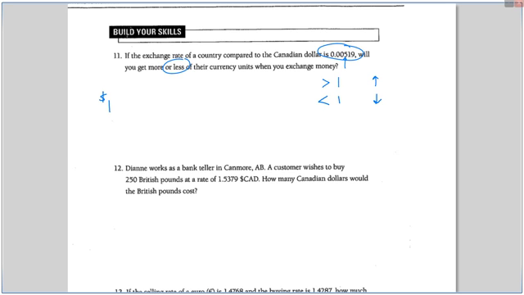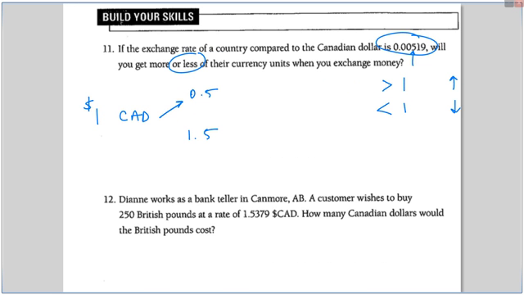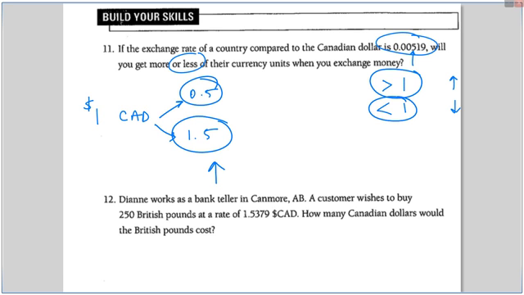Just think about this. If you're giving them $1 Canadian and the exchange rate is 0.5 or the exchange rate is 1.5, okay, if I give you $1, you give me back 50 cents, or if I give you $1, you give me back $1.50. So it's all about being bigger than 1 or smaller than 1. If you're bigger than 1, you get more money. If you're smaller than 1, you get less money.